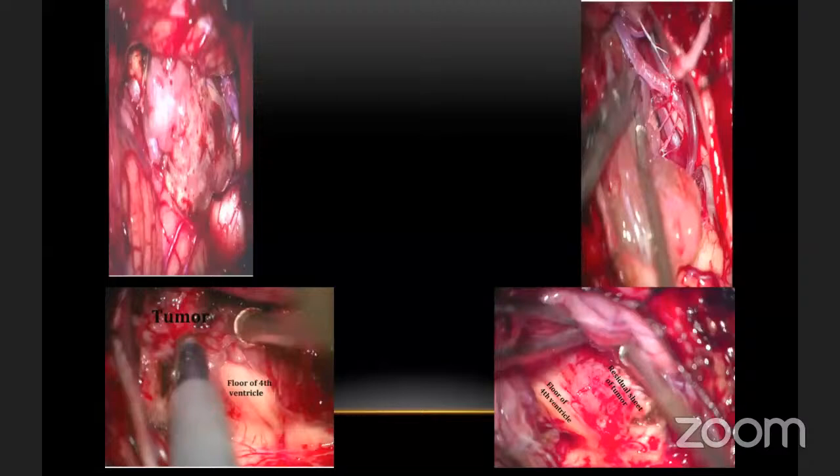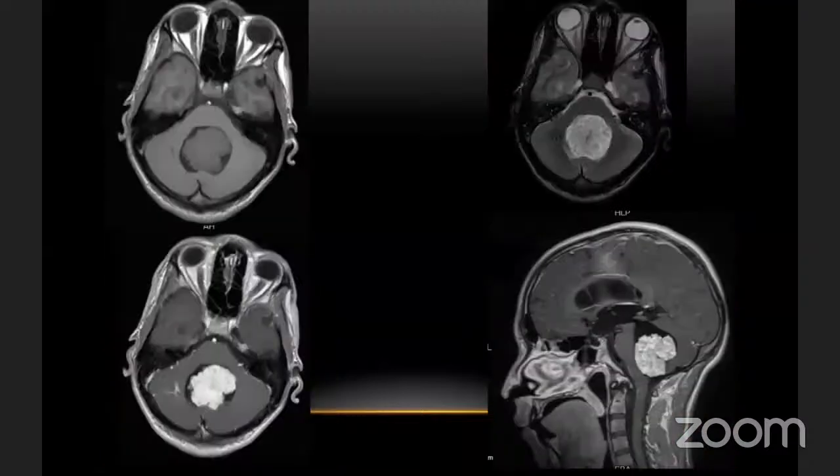Since we don't have much time, let's move on to the cases. This is the first case. Dr. Saad, will it be interactive? You can make it interactive. They can use the chat box, you can ask questions, and we'll have them answer in the chat box. Okay, and I'll help you with the answers.